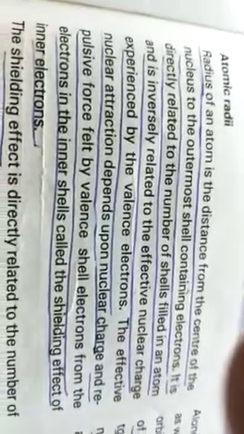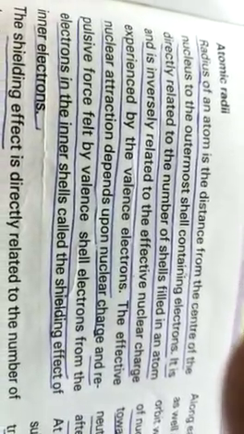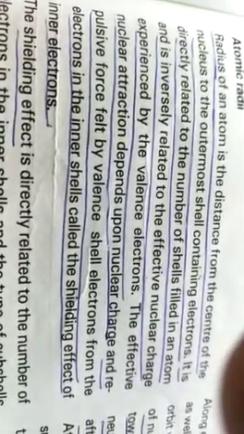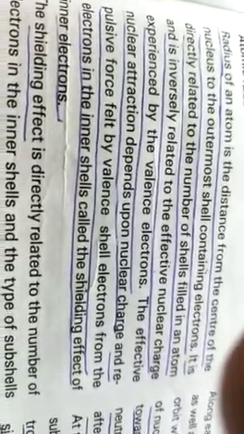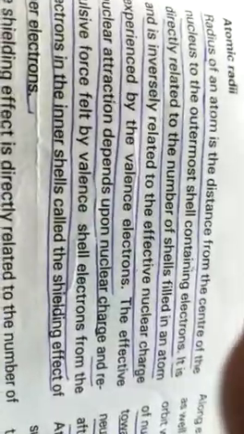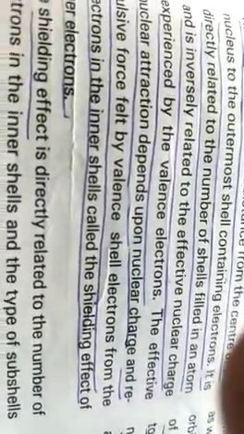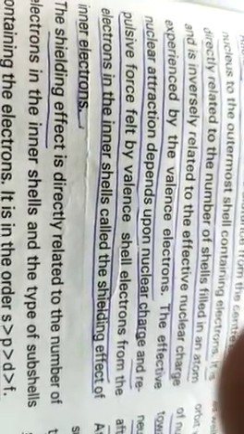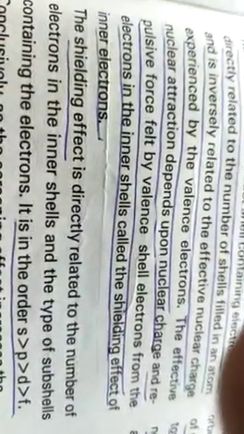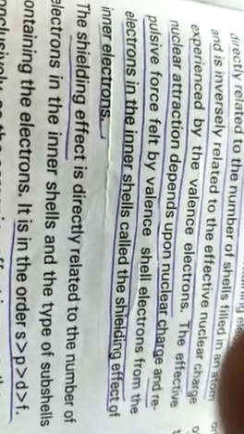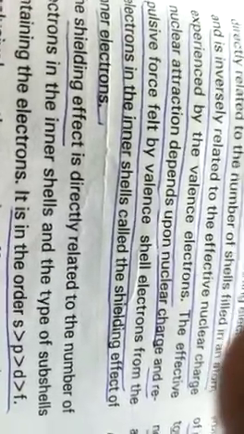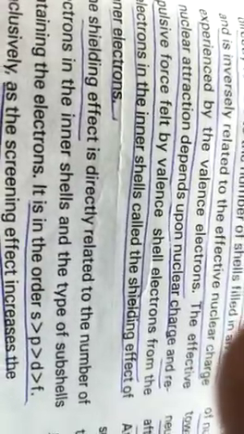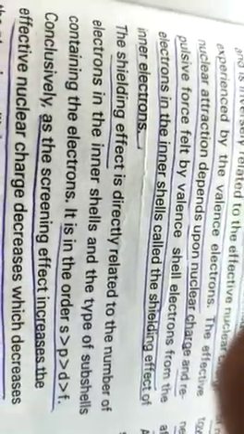It is directly related to the number of shells filled in an atom and is inversely related to the effective nuclear charge experienced by the valence electrons. This you study in class 11 also. The effective nuclear attraction depends upon nuclear charge and the repulsive force felt by valence shell electrons from the electrons in the inner shell, called the shielding effect of the inner electrons.